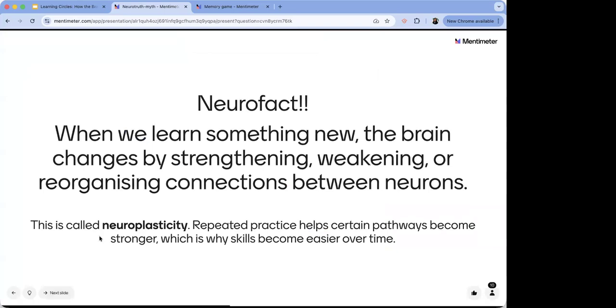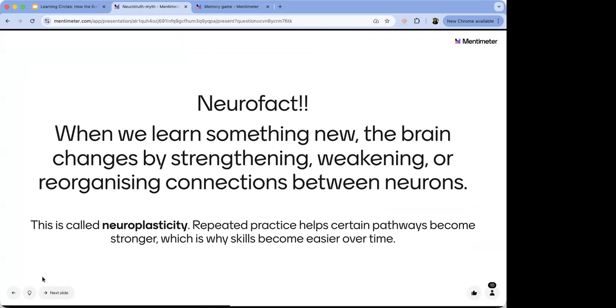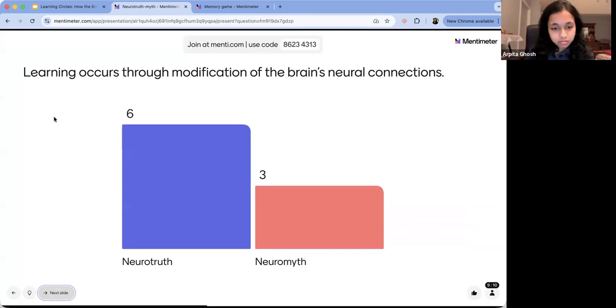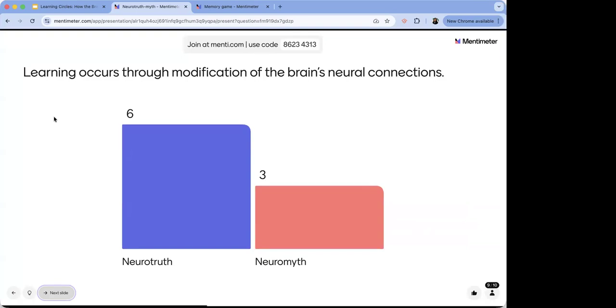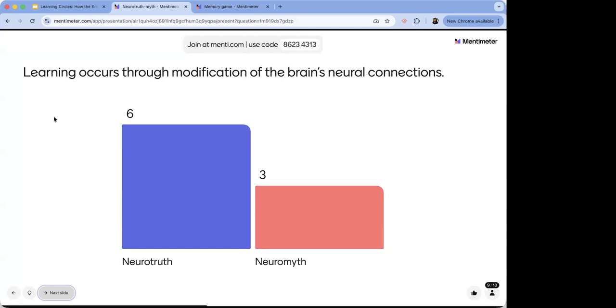I have a question. Sure. Can you please go to the previous slide? Yeah. So does neural connections mean the placement of nerves or neurons? No, here we are not really talking about the specific location or placement, we are talking about the connection between them. Oh, okay.